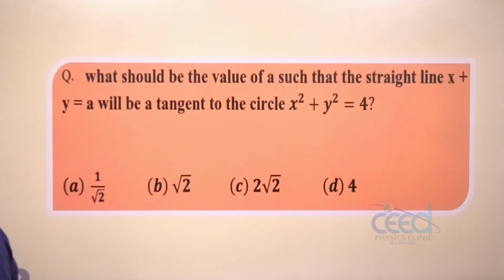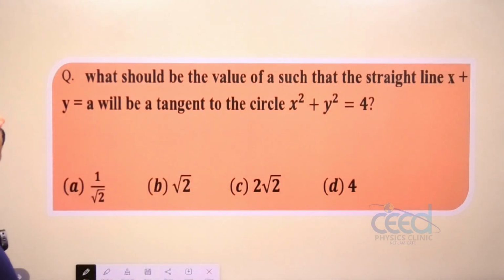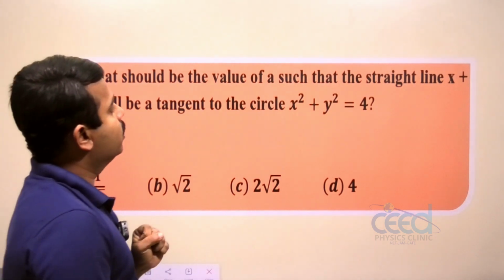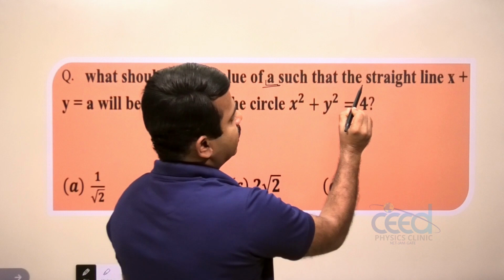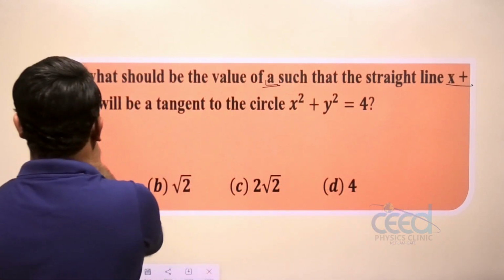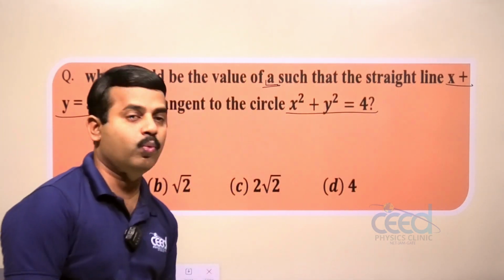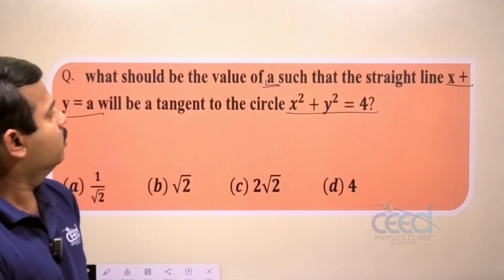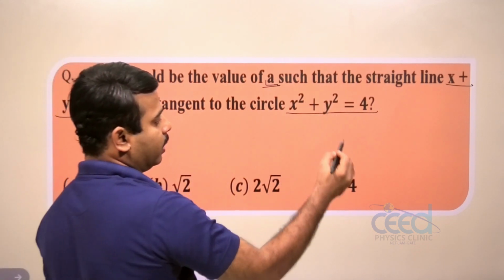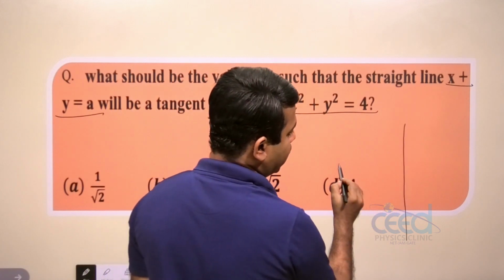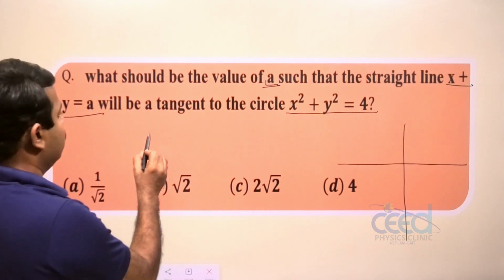Now another question is, what should be the value of a such that the straight line x plus y is equal to a will be a tangent to the circle x square plus y square is equal to 4? To know about this we require a diagram because a straight line is given. So this is my x axis, this is my y axis. So x plus y is equal to a.